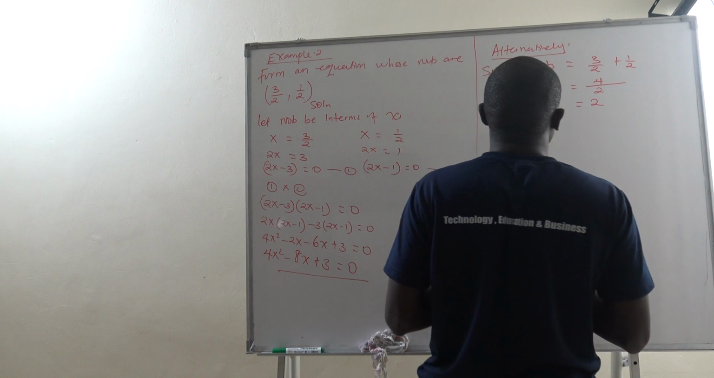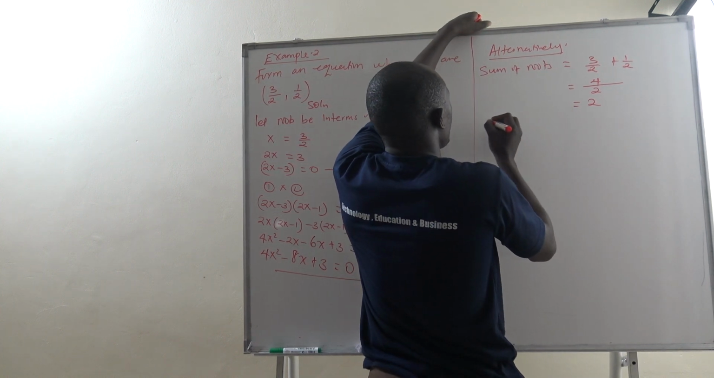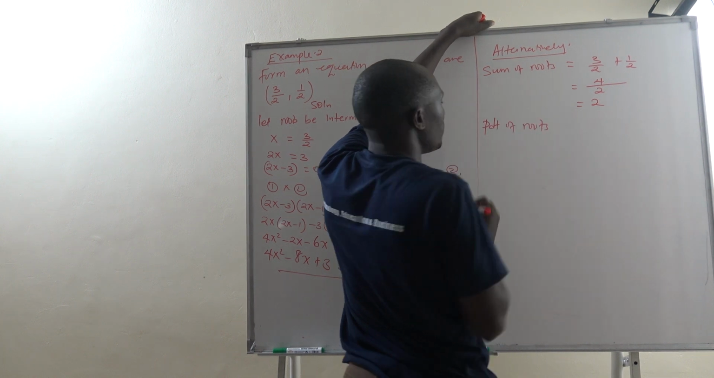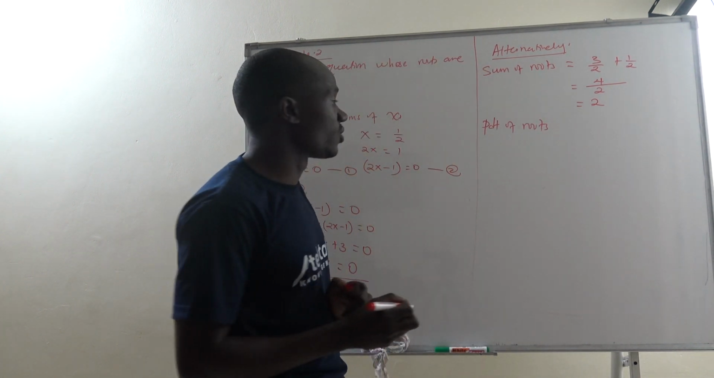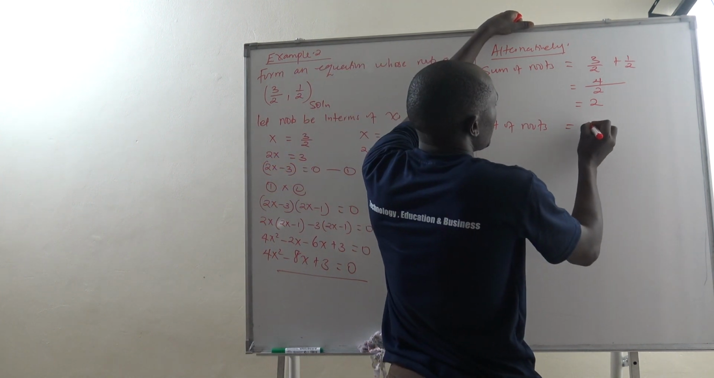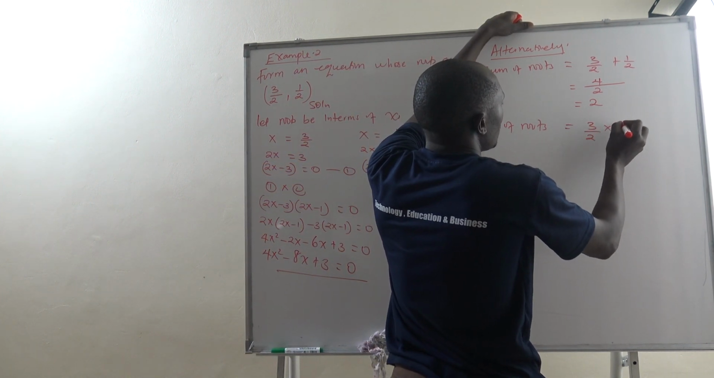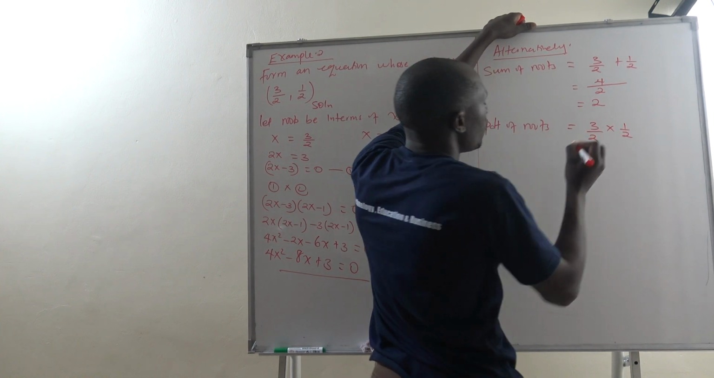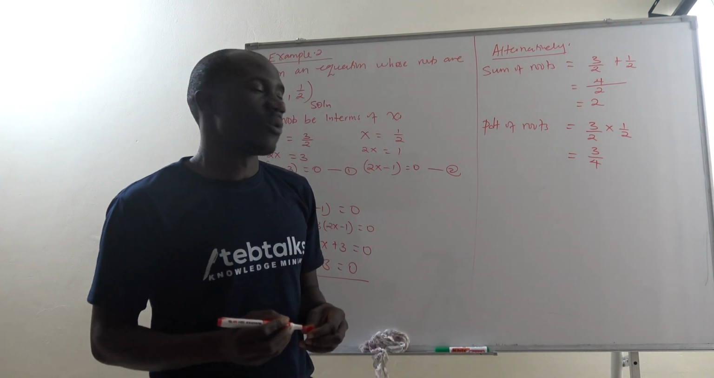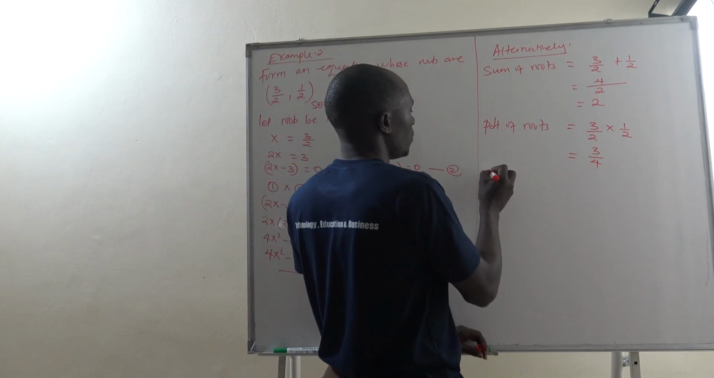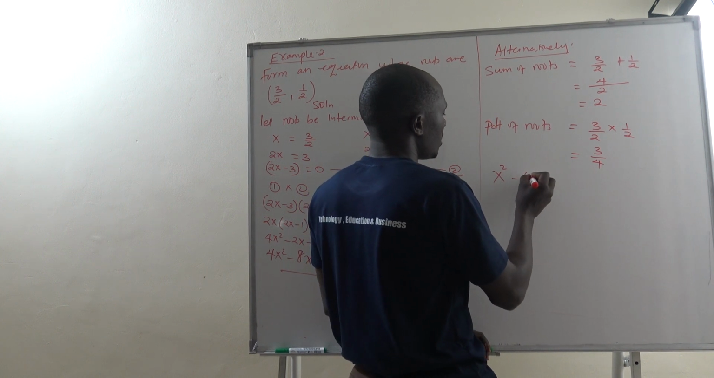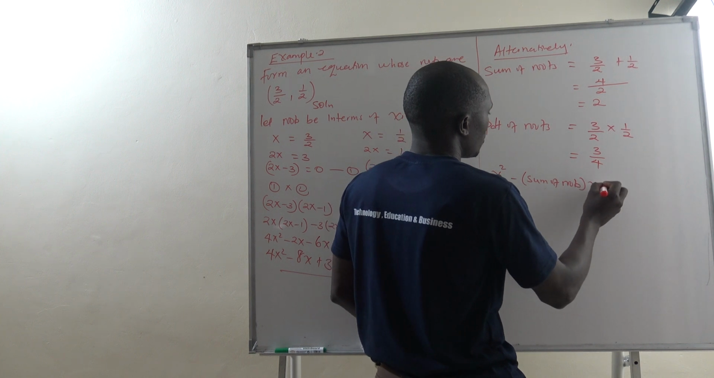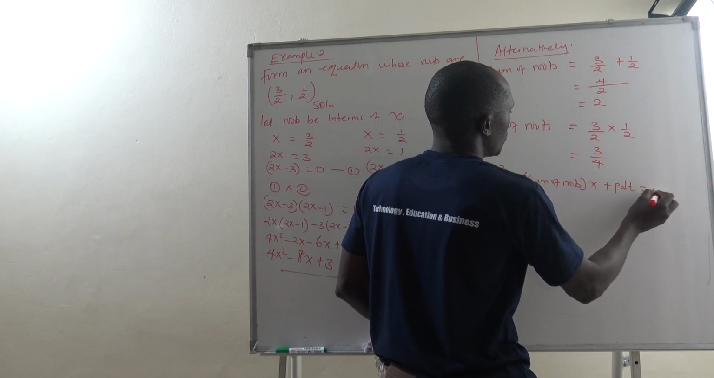We also come to the product of roots. I'm abbreviating this as PDT, meaning product of roots. We are multiplying those roots, 3 out of 2 times 1 out of 2. When you multiply, what are you getting? You're getting 3 out of 4. Then we use our formula, which we know is x squared minus the sum of roots times x plus the product equals 0.